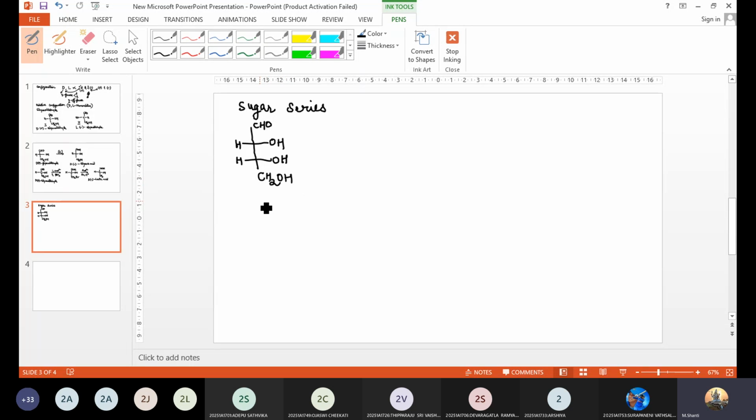So this molecule is called erythrose. Okay. Now is it D or L? How will you decide? Is it D or L? How will you know? Fast, fast, fast.